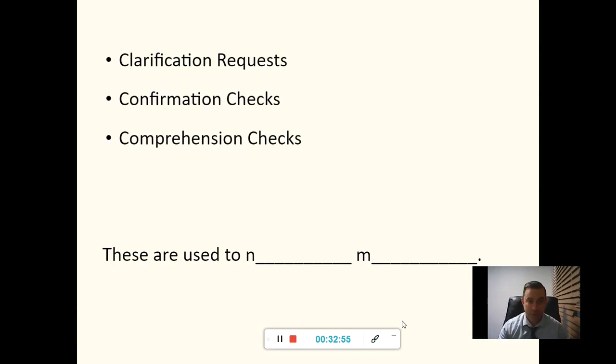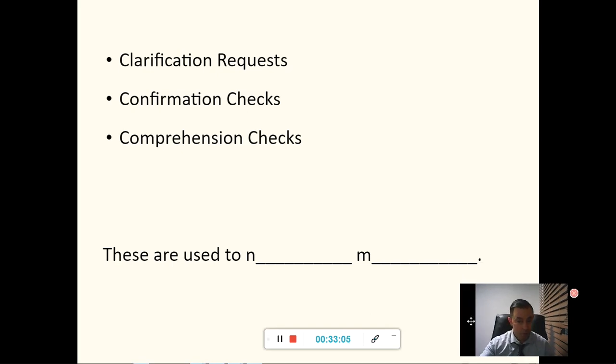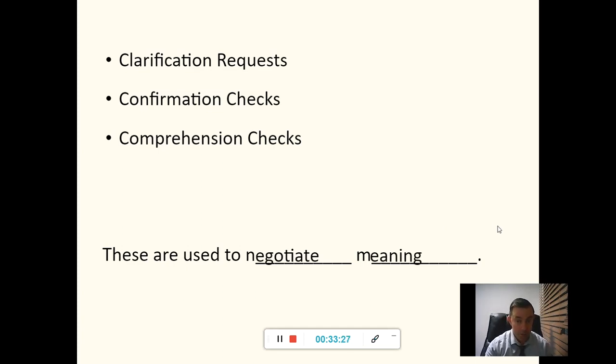And now, just as a review, clarification requests, confirmation checks, and comprehension checks, they are used to, you can say it right now if you want, this is the space where I'm going to let you say it, they are used to, now how many of you spoke to your screen right now? That would be really cool. They're used to negotiate meaning. As you know, just a bit of review.